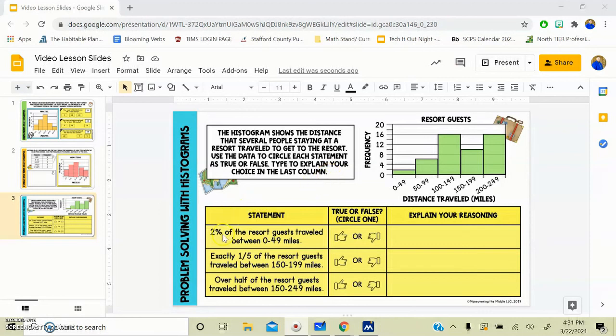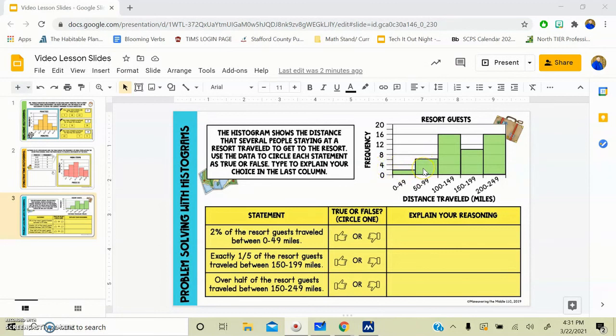So let's take a look at our first statement. 2% of the resort guests traveled between 0 to 49 miles. So how do I want to figure this out first? I want to figure out my percentage. So I have 2%. Now I want to figure out how many guests stayed here in total. Well, in my 0 to 49, looks like I have 2 people, because I'm at the halfway mark between 0 and 4.